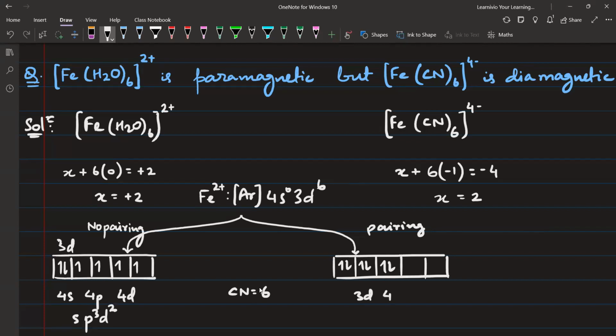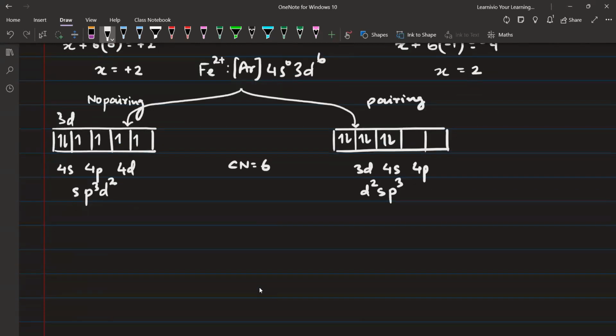Then I am going to use the 4s, and then I am going to use the 4p. In total we need 6 because the coordination number is 6. So for 3d I will be using 2 orbitals, for s 1 orbital, and for p we are going to use 3 orbitals. So this is going to be d2sp3, and we can say that this is sp3d2. So obviously it is going to be outer orbital complex.